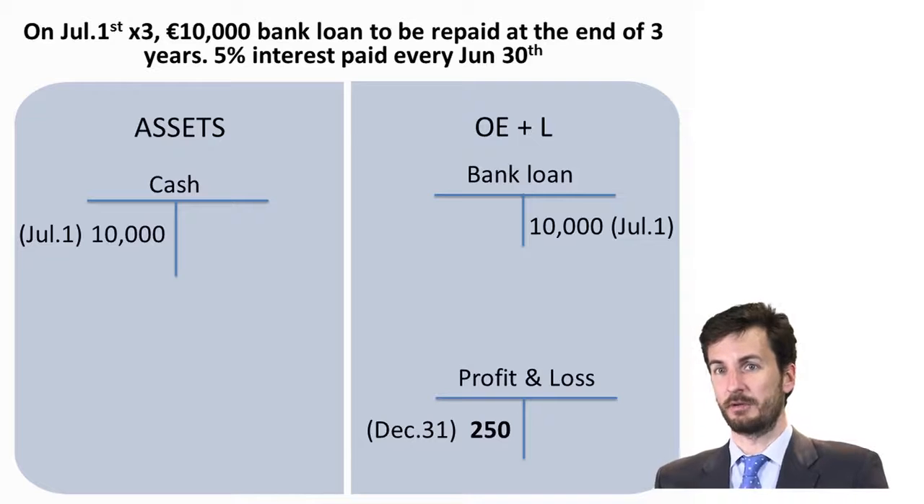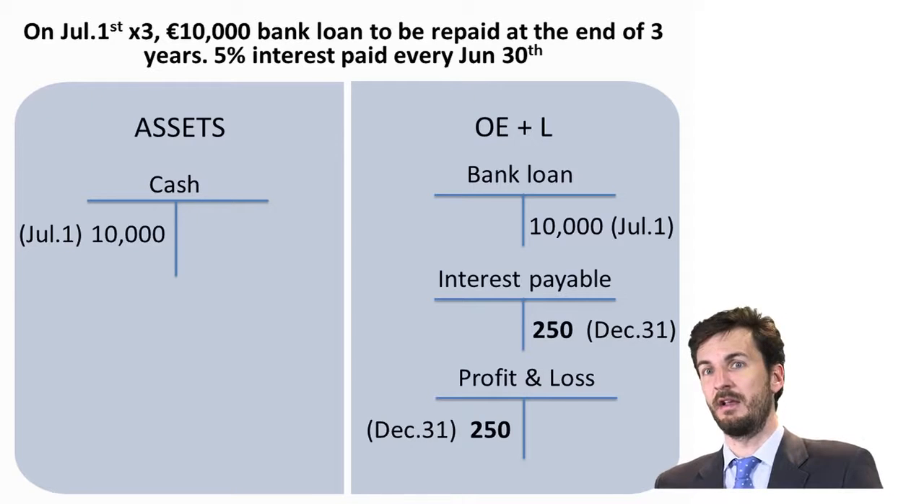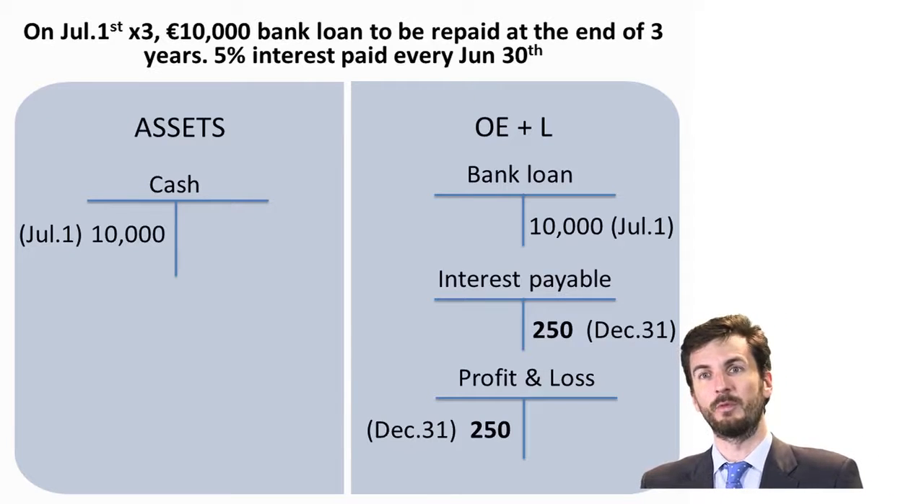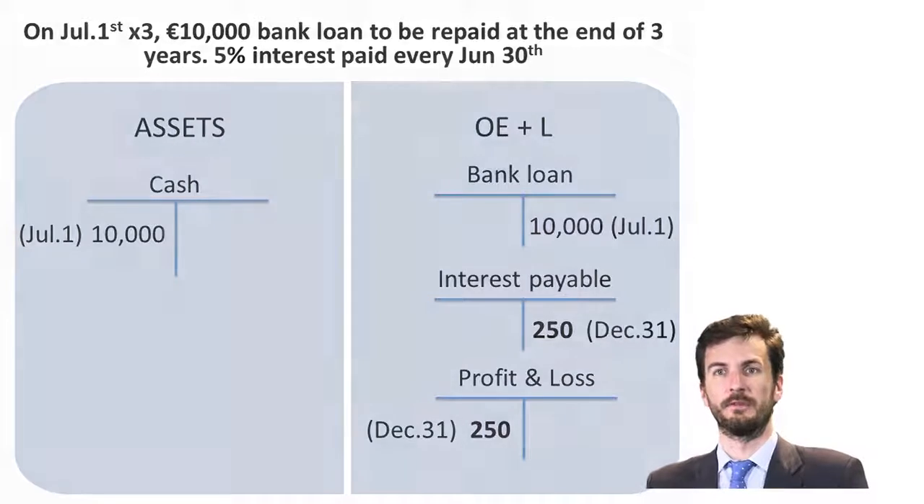And second, we are not paying, but we have an obligation with the bank. So there is a liability that goes up. We credit interest payable. Let's move to the last example.